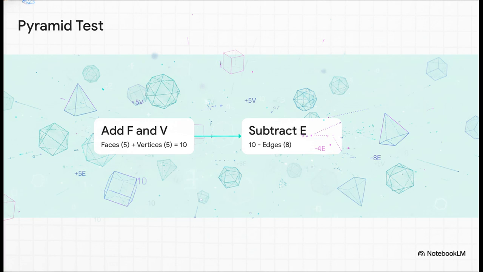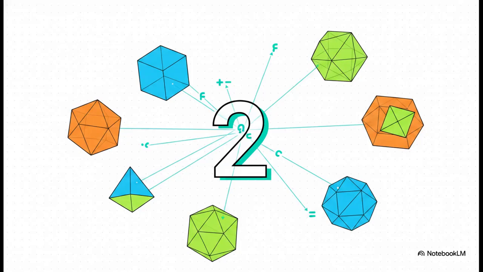So we add the pyramid's 5 faces and its 5 vertices to get 10. Then we subtract the pyramid's 8 edges. 10 minus 8 is… Boom! It's 2 again. This perfectly exposes the mathematical harmony underlying the 3D objects in our universe.